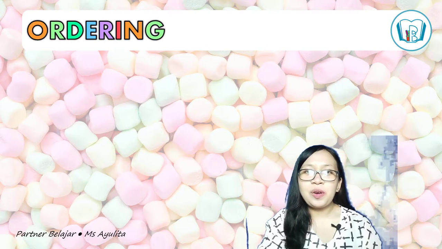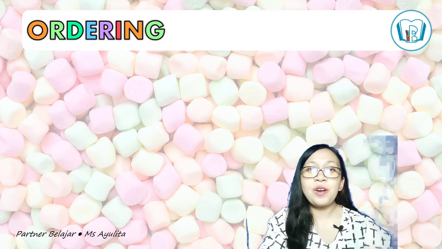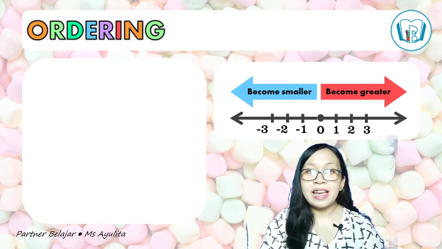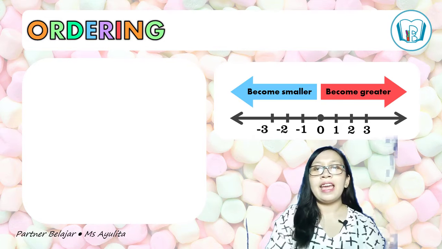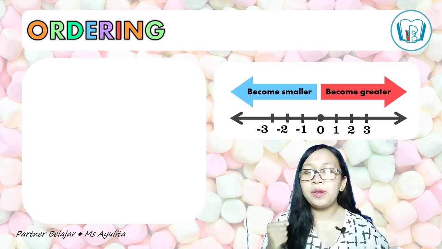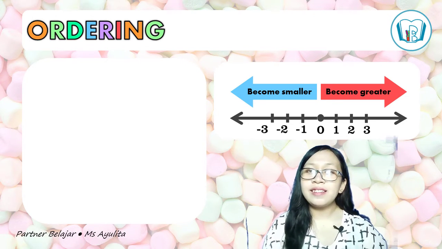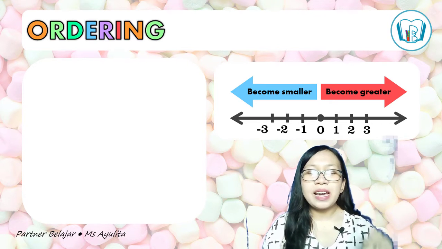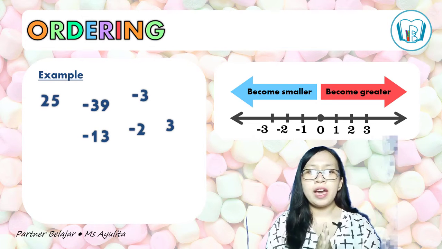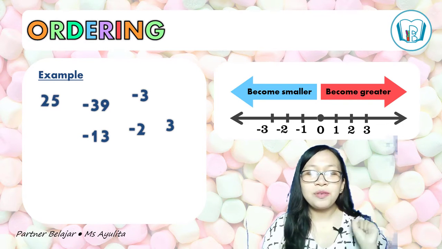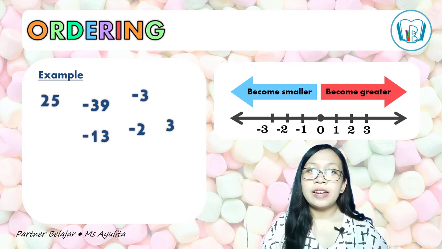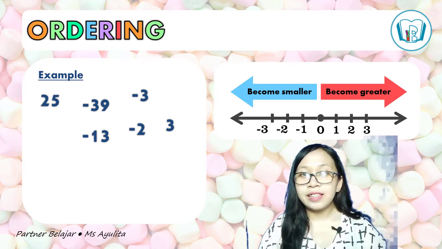Okay, let's continue to ordering numbers. Okay, in ordering integers, let's see an example. We will need the number line. And remember, if the number is on the right side, it means the number becomes bigger or greater. And if the number is on the left side, it means the number becomes smaller. Good job. Okay, now let's see these examples. We have several numbers. We have 25, negative 39, negative 3, negative 2, 3, and negative 13.